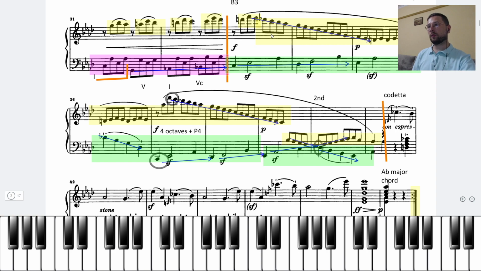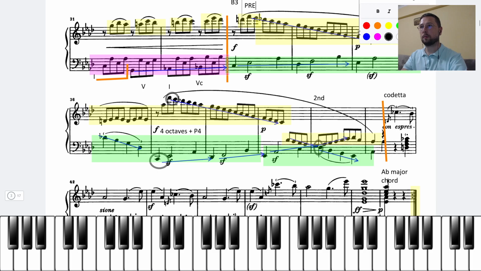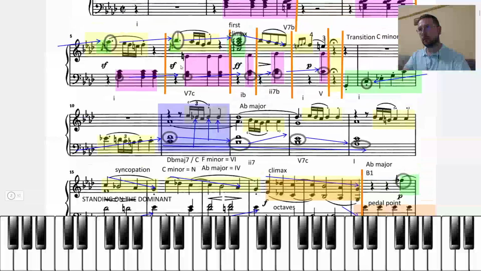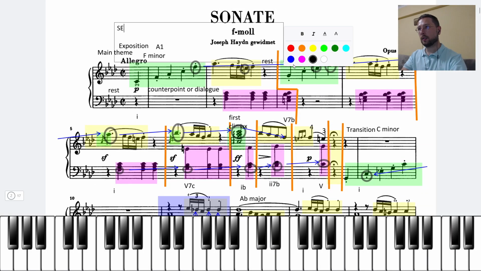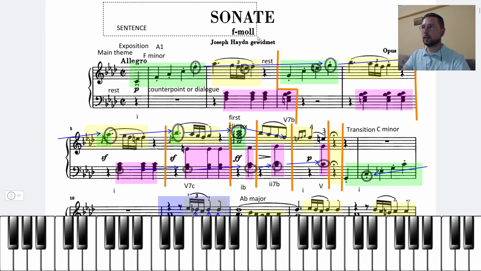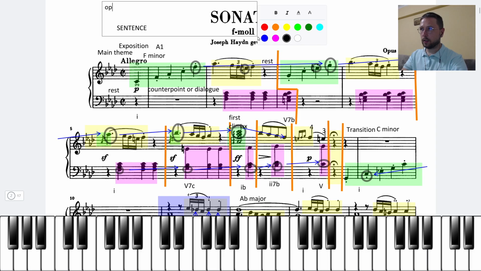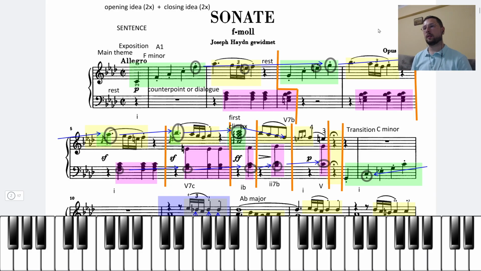Now this is for the first time a theme that actually has a very logical structure that sounds like a period. So just to contrast these two, period is the opposite of what a sentence is. So what is a sentence? In a sentence we have an opening idea that's repeated 2 times, followed by a closing idea that's repeated 2 times. If you're wondering what that is, I'll give you an example of a very typical sentence, Mozart's alla turca.